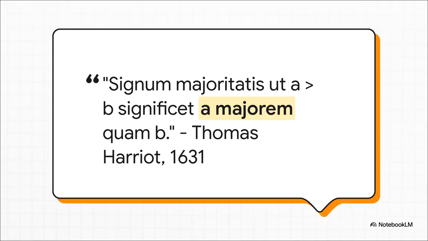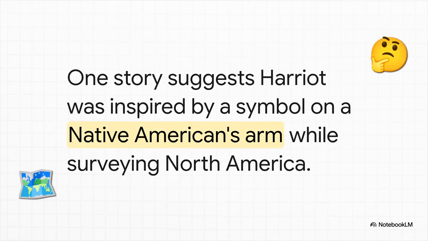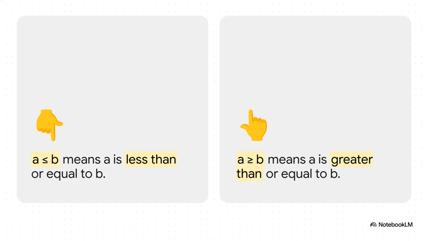And you know these symbols we see all the time? You'd think they're ancient, right? Like from Roman times or something? Well, nope. They only first showed up in print in 1631 in a book by a mathematician named Thomas Harriot. He used them to say, pretty simply, A is greater than B. And get this, there's a really cool story that suggests Harriot might have gotten the idea while he was surveying North America. Apparently, he saw a similar-looking symbol on a Native American's arm and adapted it. How wild is that? Then you just add one little line underneath and boom, you get the non-strict inequalities, less than or equal to, and greater than or equal to. And that tiny little line, it changes everything. It opens up the possibility that the two sides could be a perfect match.